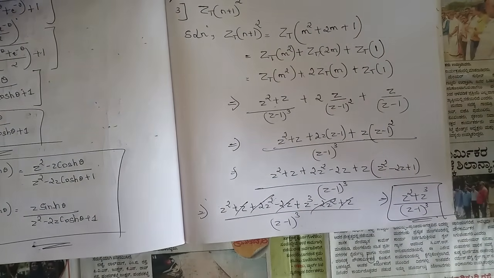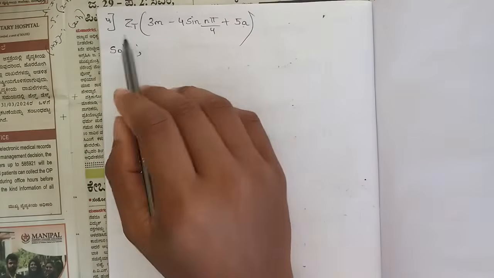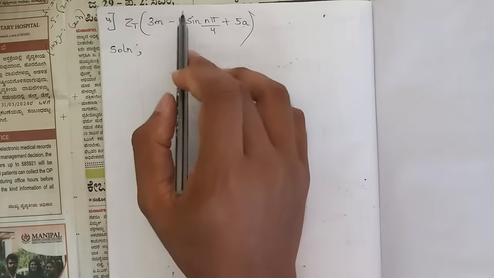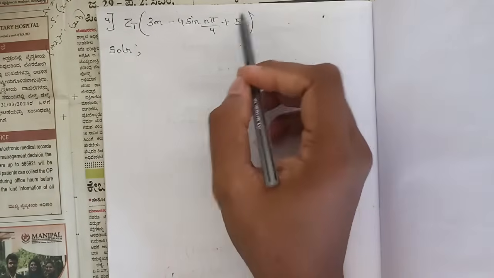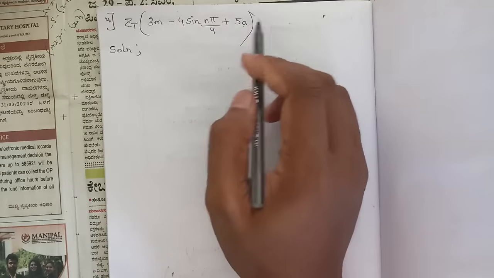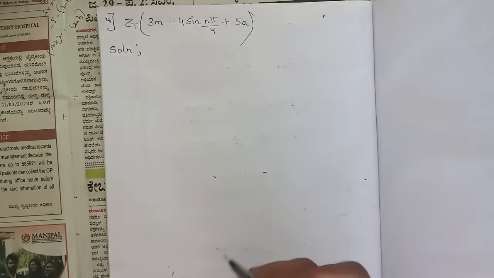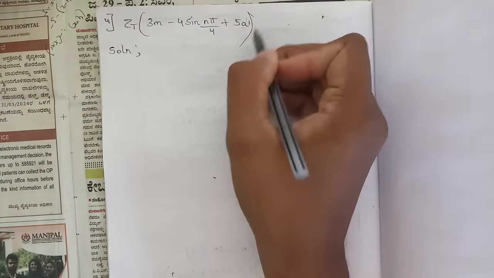So now we'll solve some more problems. So this is the next question. Z transform of 3n minus 4 sine n pi by 4 plus 5a. This 5a is completely a constant, since there are no n terms or anything. So Z transform of a constant term, we can take it outside and we can write it as, here there is, we can consider as 1.